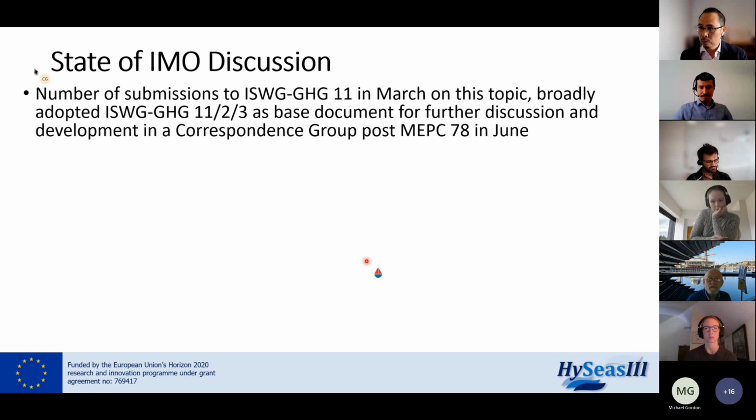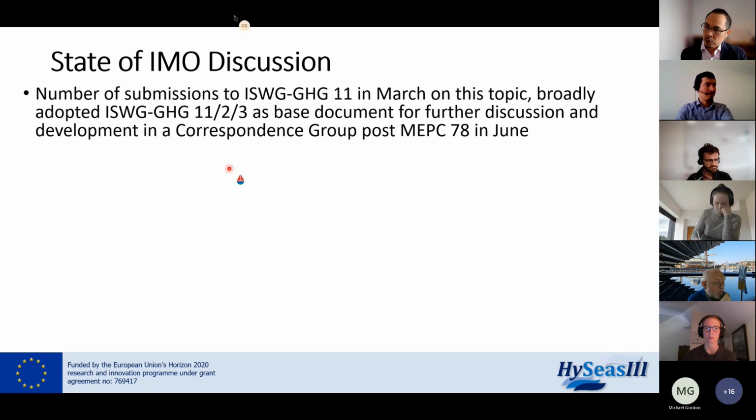for shipping. So, this session broadly adopted a document called ISWG-GHG 11/2/3, 2 being the agenda item in question, and 3 being the third document of the second agenda item. This was a submission from the EU member states and a number of other countries, which broadly set out some principles for how LCA guidelines would look like, and how this might be calculated. There are lots of holes in this, and it's by no means a finalized document, but it serves as a base for discussion.